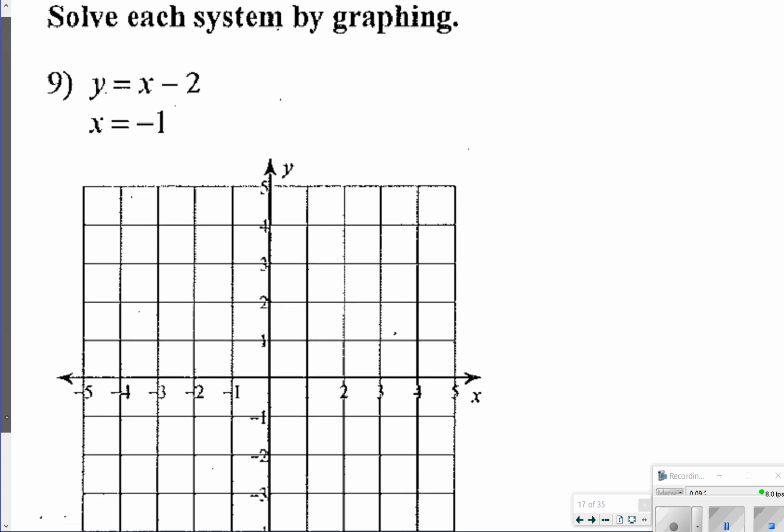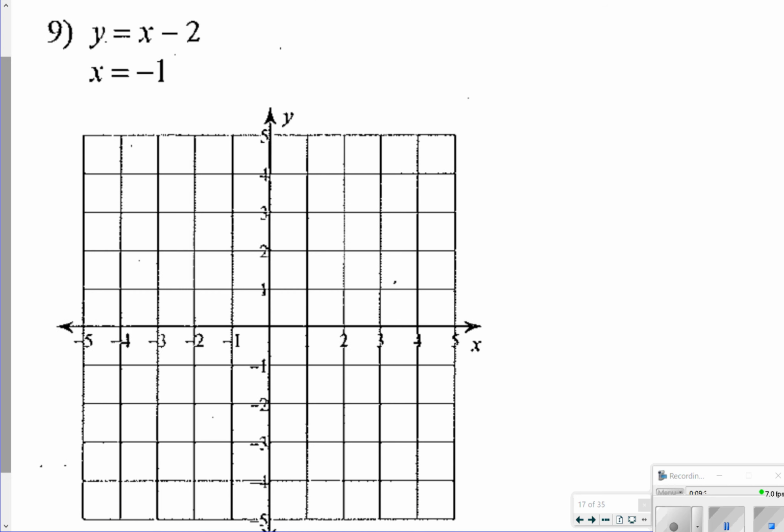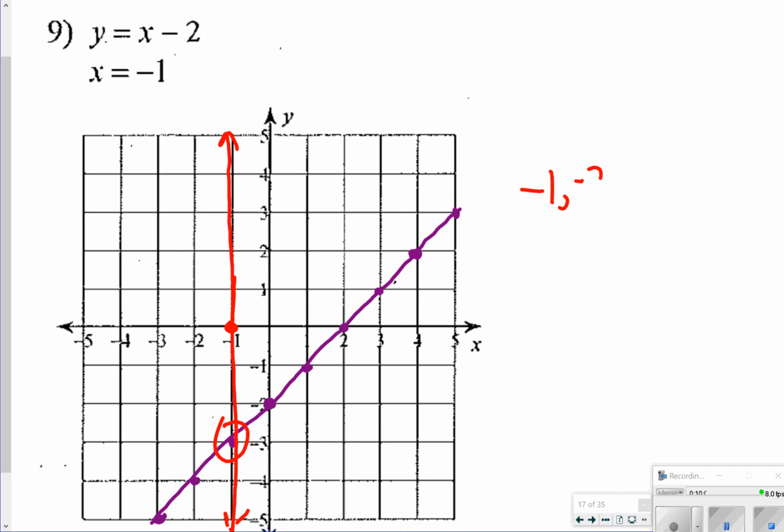For number 9, we are solving by graphing, so each one you're going to graph. I'm going to go and start with number 9. This y is equal to x minus 2, so I'm going to go down to negative 2, and then just show a rise 1, run 1. So there's my entire line. I'm going to go and make a line here, and then I'm going to graph the other one in a different color. For x is equal to -1, you just find -1 on the x-axis, plot your point, and then make a vertical line, and they both intersect at -1, -3. So my answer for number 9 is -1, -3.